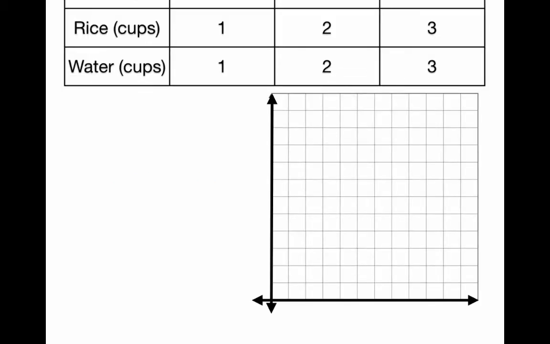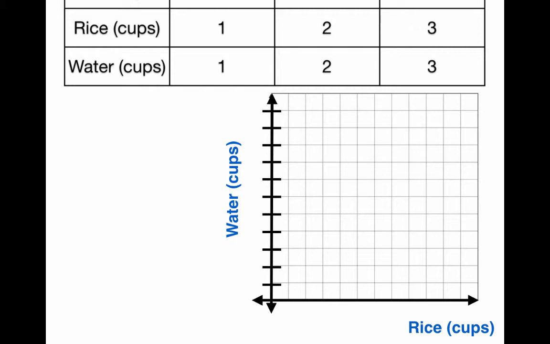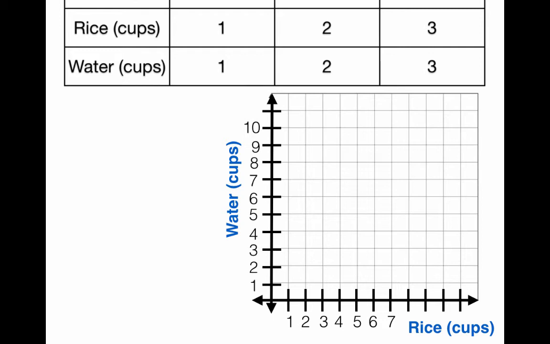What we're going to do is plot this interesting table onto our graph here. On our graph, we're not going to need any negative numbers. We only need positive numbers. There's no negative rice, no negative water. So we're going to set up an XY axis that says rice and water, and we'll number it, get some scale numbers on there. 1, 2, 3, 4, 5, 6, 7, and 1, 2, 3, 4, 5, 6, 7. I got up to 10, and that was enough room.